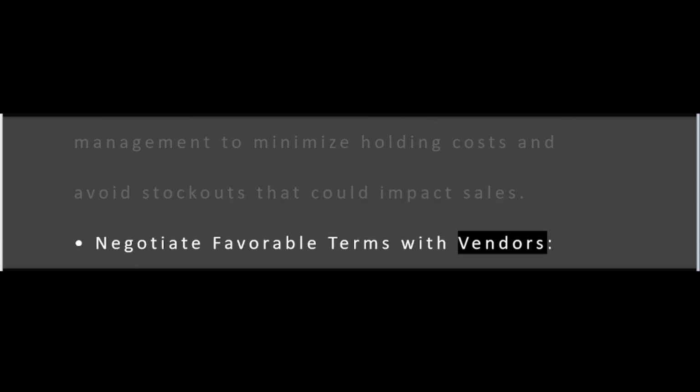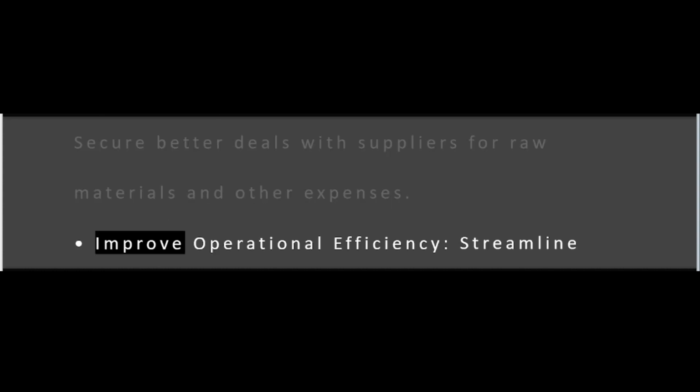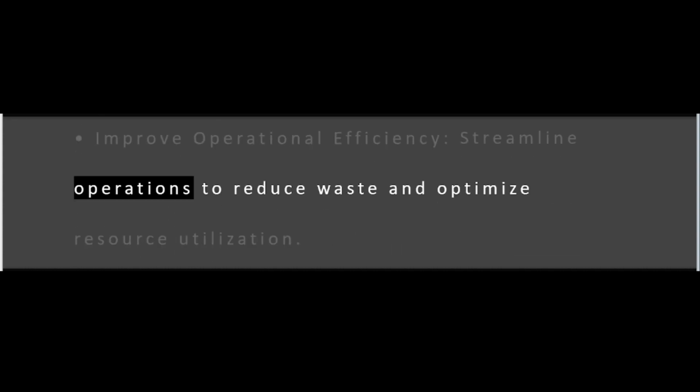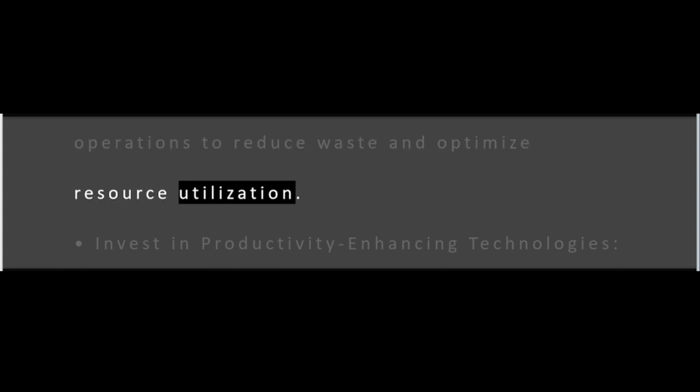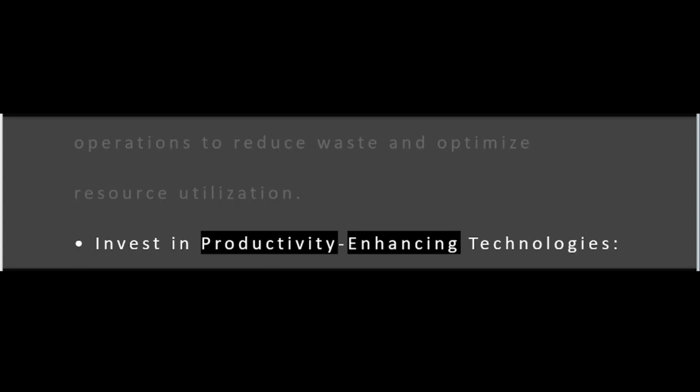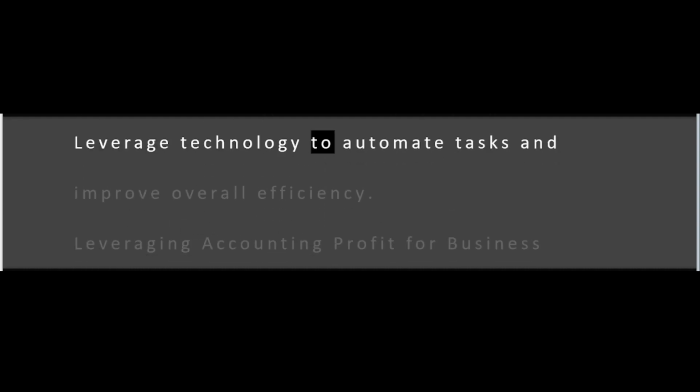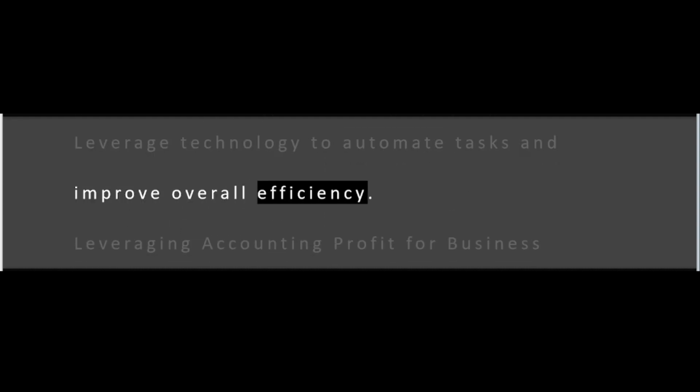Negotiate favorable terms with vendors. Secure better deals with suppliers for raw materials and other expenses. Improve operational efficiency. Streamline operations to reduce waste and optimize resource utilization. Invest in productivity-enhancing technologies. Leverage technology to automate tasks and improve overall efficiency.